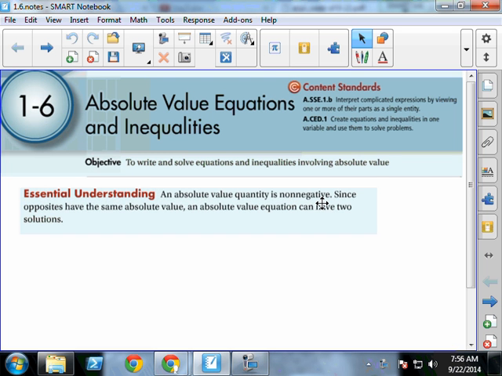The title, if you're taking notes on this, is 1.6, Absolute Value Equations and Inequalities. A lot of times I like to write and take notes as well, just to make sure that I'm going slow enough for everybody to write. So 1.6, absolute value equations and inequalities.